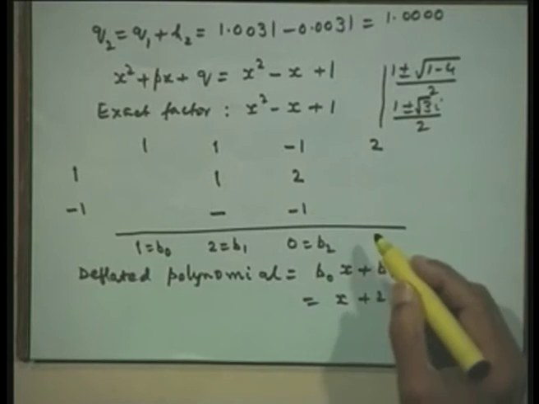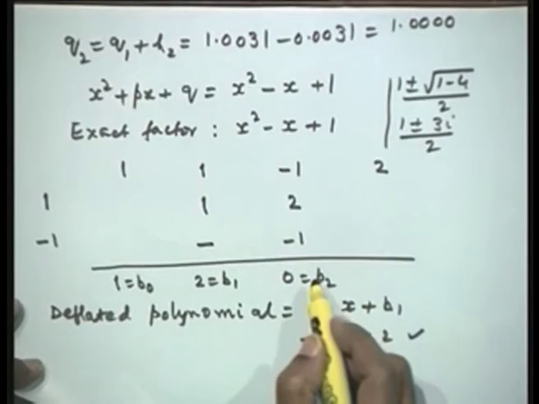This is how we can apply the Bairstow method to extract the factors of a polynomial. In fact, this is the most commonly used method in the software that is available currently on your computers. The Bairstow method is the most popular method for it.